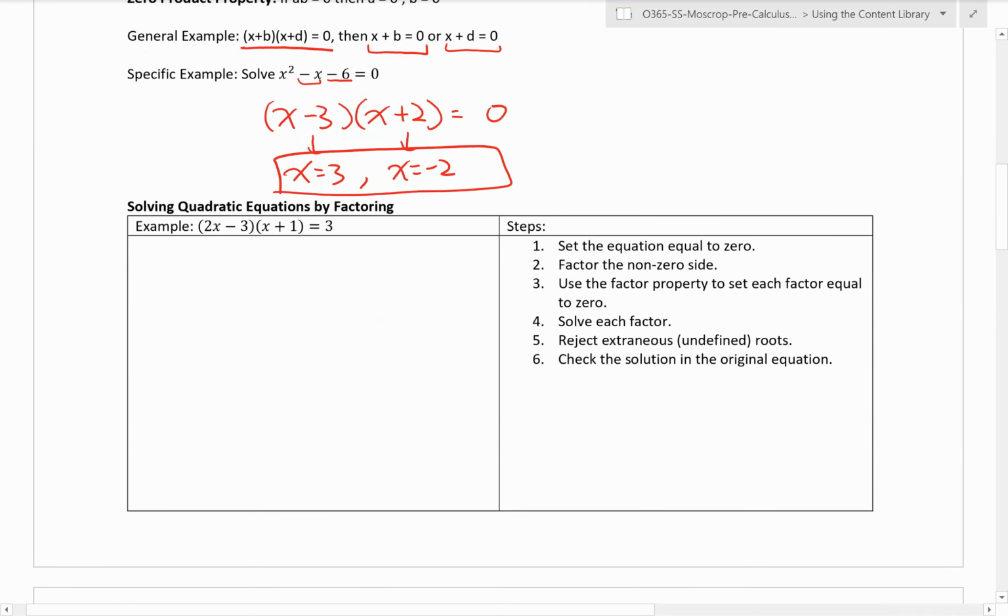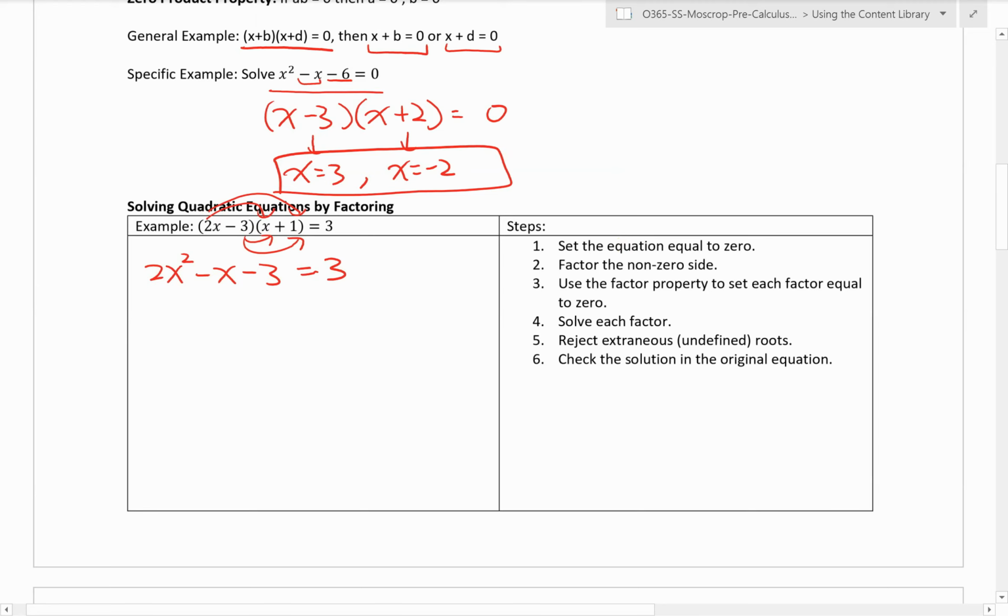Now that's a simple example where everything is set up for you. Obviously it's not always like that when you have quadratic equations. For this example, you can see it does not equal 0. The very first step is to set the equation equal to 0. What I'm going to do here is expand the left-hand side first. When I expand, you should get 2x squared, and you do your rainbow, so you end up with minus x minus 3 equals 3.